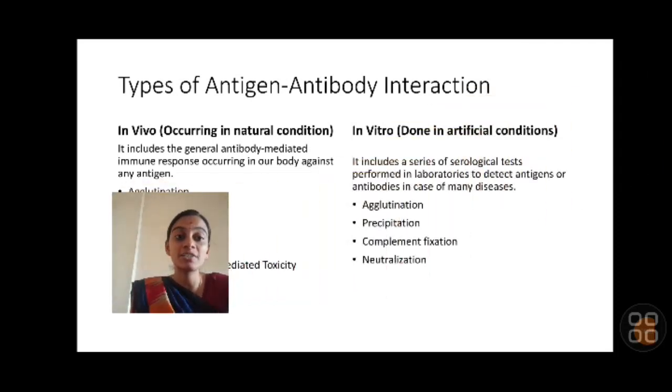It includes a series of serological tests performed in the laboratory to detect the interaction between an antibody and antigen in many cases of diseases. And it also includes agglutination, precipitation, complement fixation, and neutralization. Let's see all these types of antigen antibody interactions one by one.